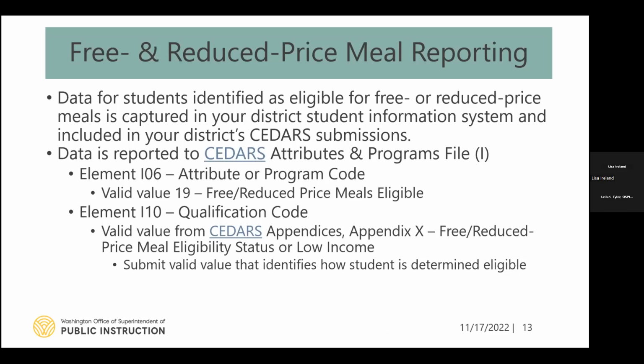Once you've provided the information that a student is identified in one of the means that we have as eligible for free or reduced price meals, we also collect how they were eligible. There are qualification codes listed in Appendix X, free or reduced price meals eligibility status, or low income, that tell us how you've determined that student's eligible. There are codes that tell us the student is direct certified through specific means, eligible through McKinney-Vento homeless, etc. Or we also have a valid value, I believe it's 25, that says the student is determined eligible through the family income survey.